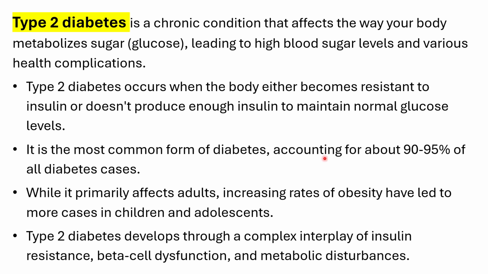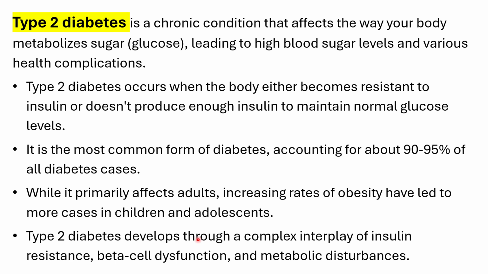It is the most common form of diabetes. 90 to 95% of all diabetes cases are type 2, right? Because type 2 is more of adult onset versus juvenile, which is more relatable to type 1. While it primarily affects adults, increasing rates of obesity have led to more cases in children, but mostly it's usually adults. 95% of the time, it starts in adulthood.